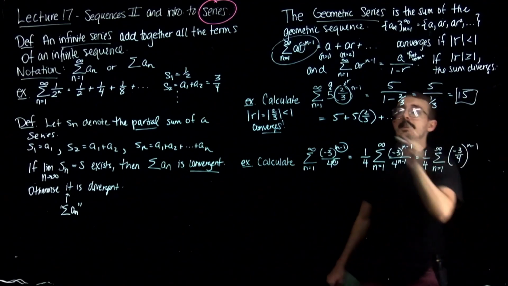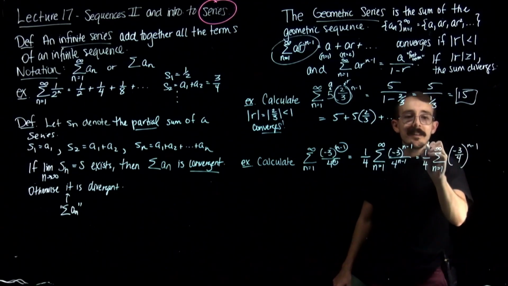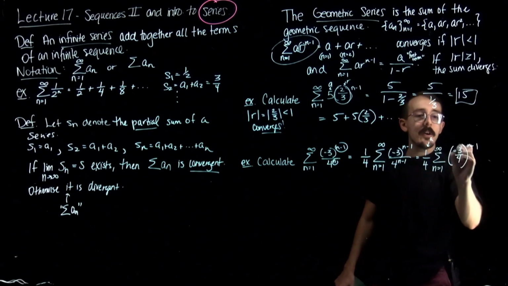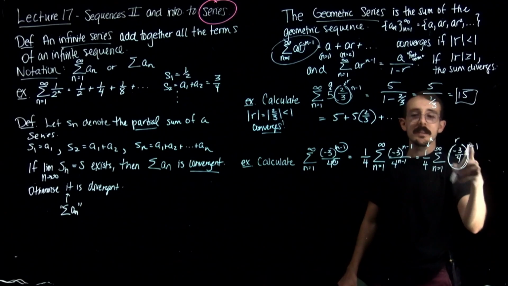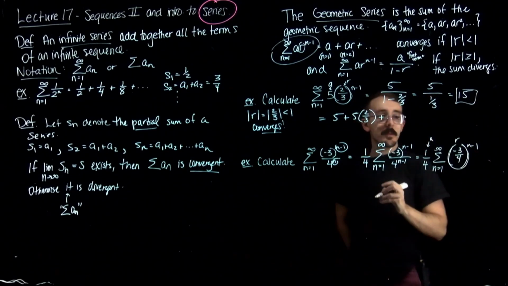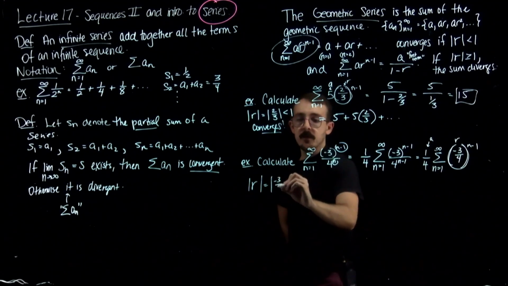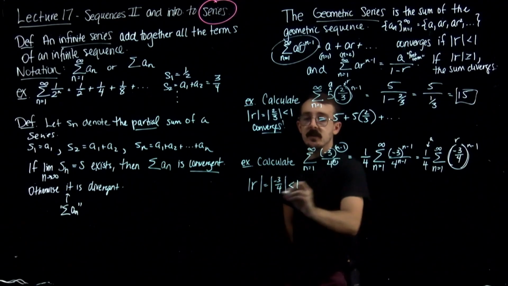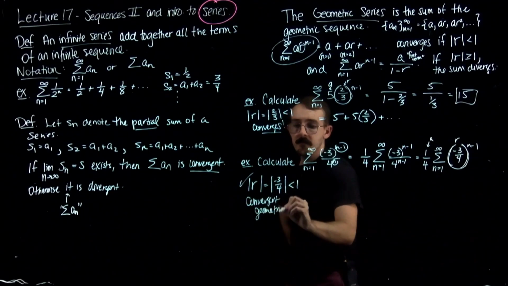And now you can see what the things are supposed to be, right? Like you have this a sitting here, and then you have this r right here. That's the value, the fixed r that's getting raised to the n minus 1 power. So this time my r is -3/4. Absolute value of that is certainly less than 1. So we know this is a convergent geometric series.